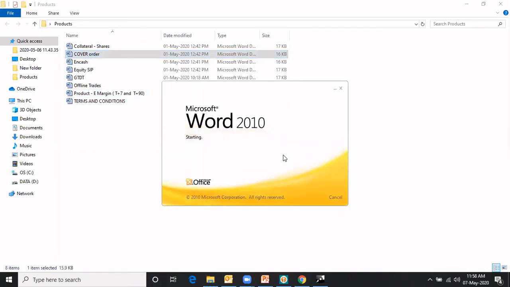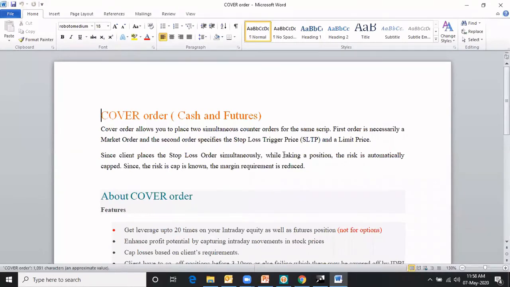So in a cover order, what will happen? As I told you, intraday is VAR based. That means to buy a particular stock, we have seen examples, say Infosys. Suppose NSE says the Infosys VAR is 20%. That means with 20 rupees, I can buy 100 rupees worth of Infosys for intraday. Now, if I buy that stock in cover, in that case, I might not require even that 20%. Now, how is that possible?